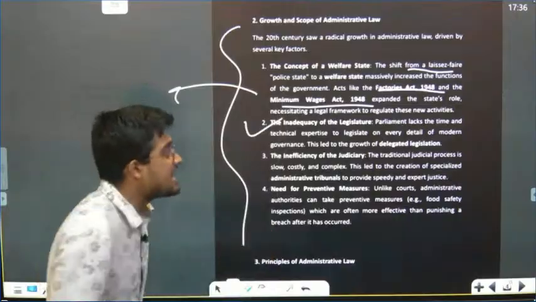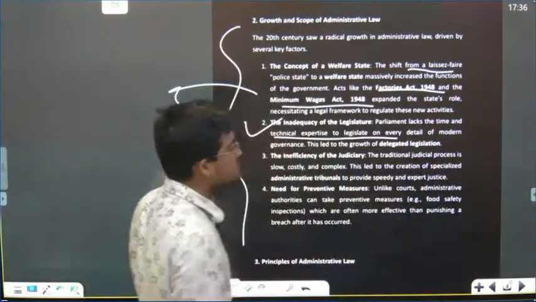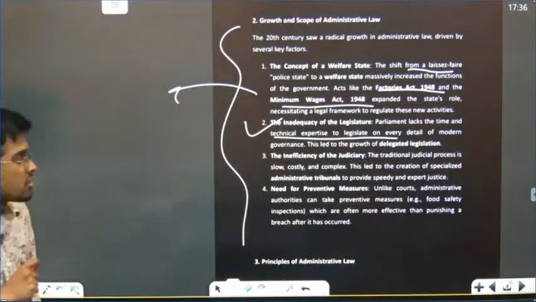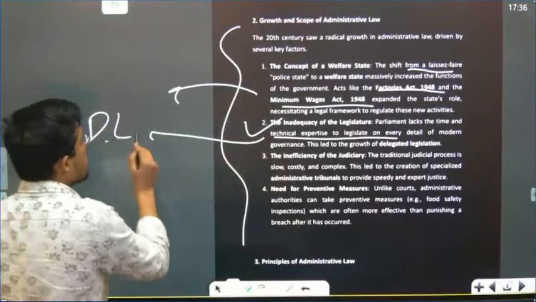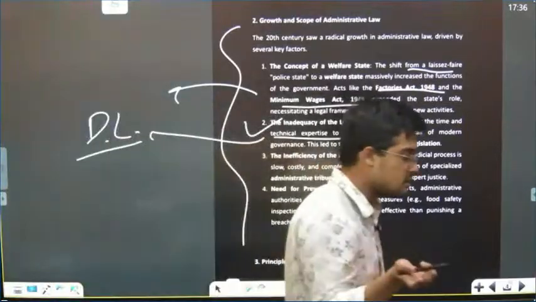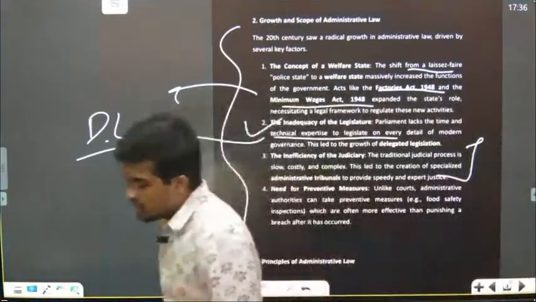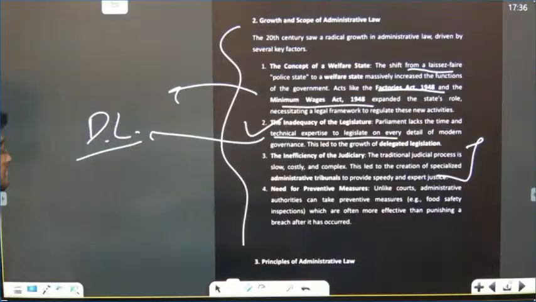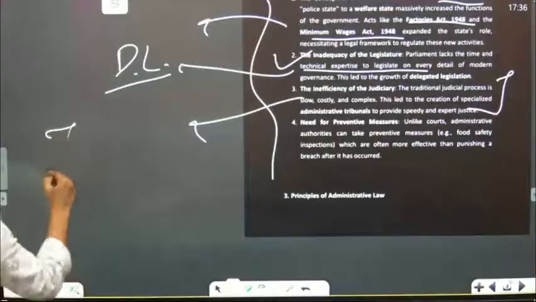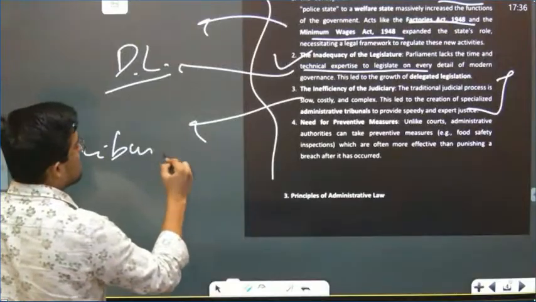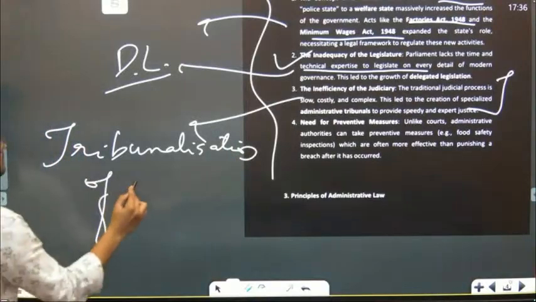Similarly, inadequacy of legislature. Parliament lacks the time and technical expertise to legislate on every detail of modern governance. This led to the growth of delegated legislation. Inefficiency of judiciary. Day to day, this means tribunalization of justice. This is an issue we'll study only. Something called tribunalization of justice.